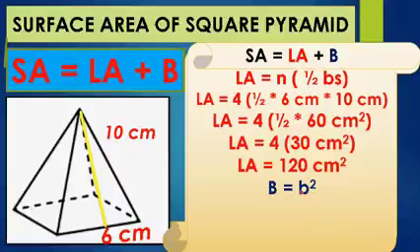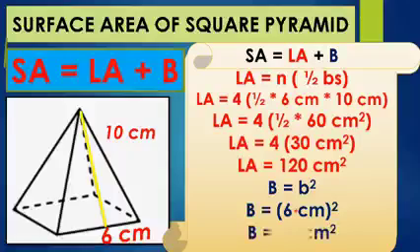Okay? Next, palitan natin ng b. So in this case, we have your 6 centimeters. And 6 centimeters squared is equal to 6 times 6, which is 36. Therefore, base of your square pyramid is equal to 36 centimeters squared. So, okay na, enough na yung information natin para makuha yung surface area.